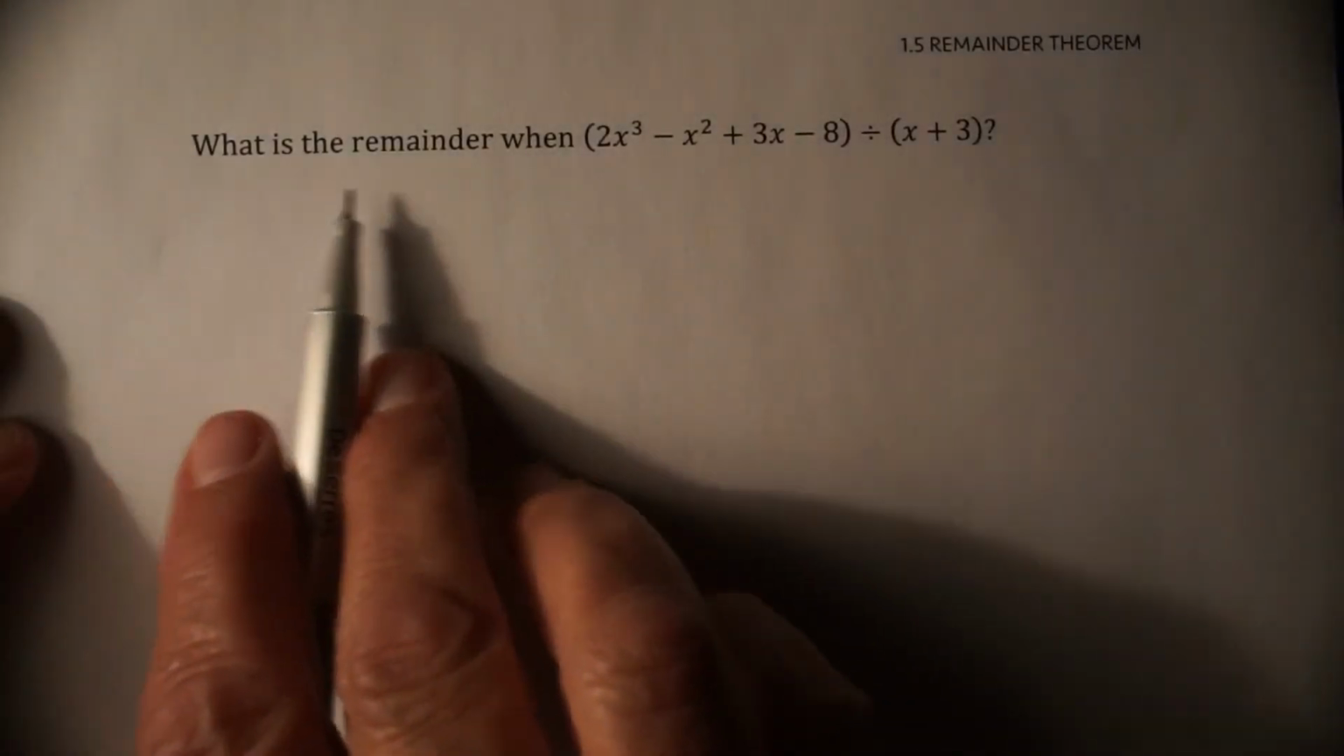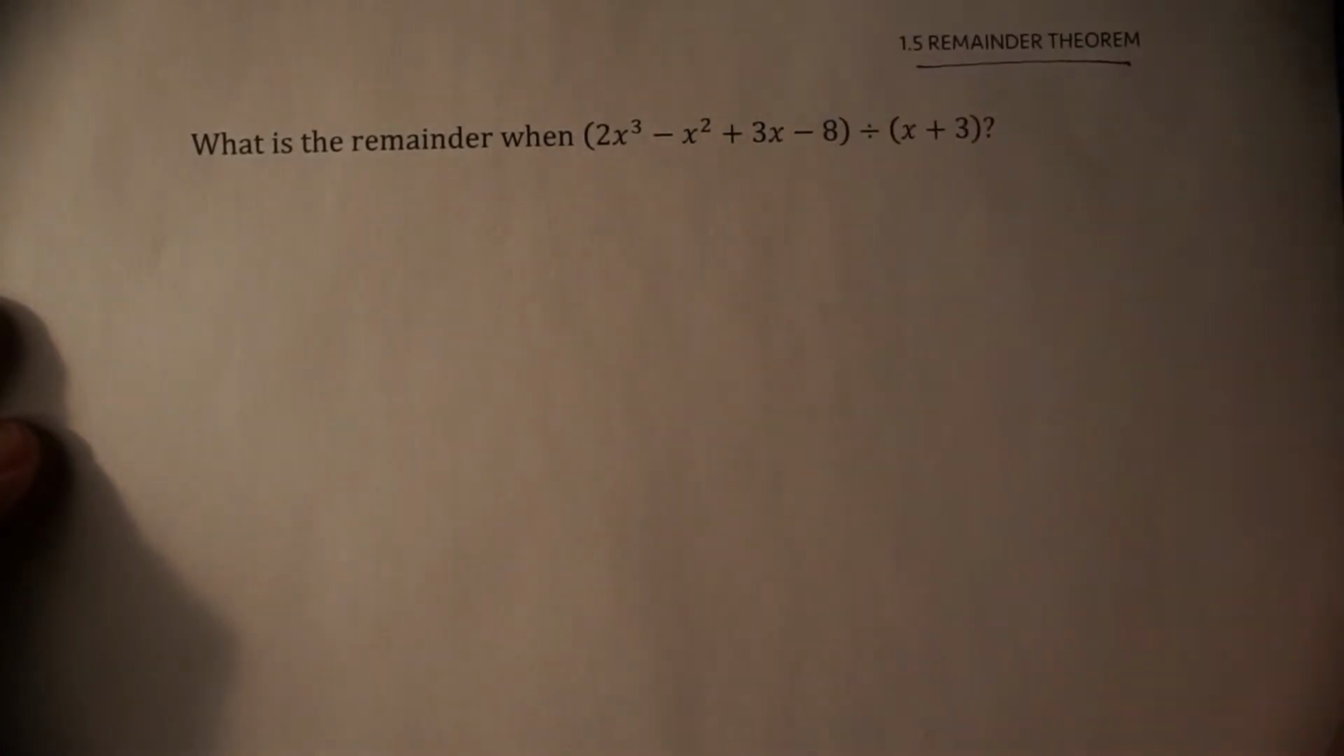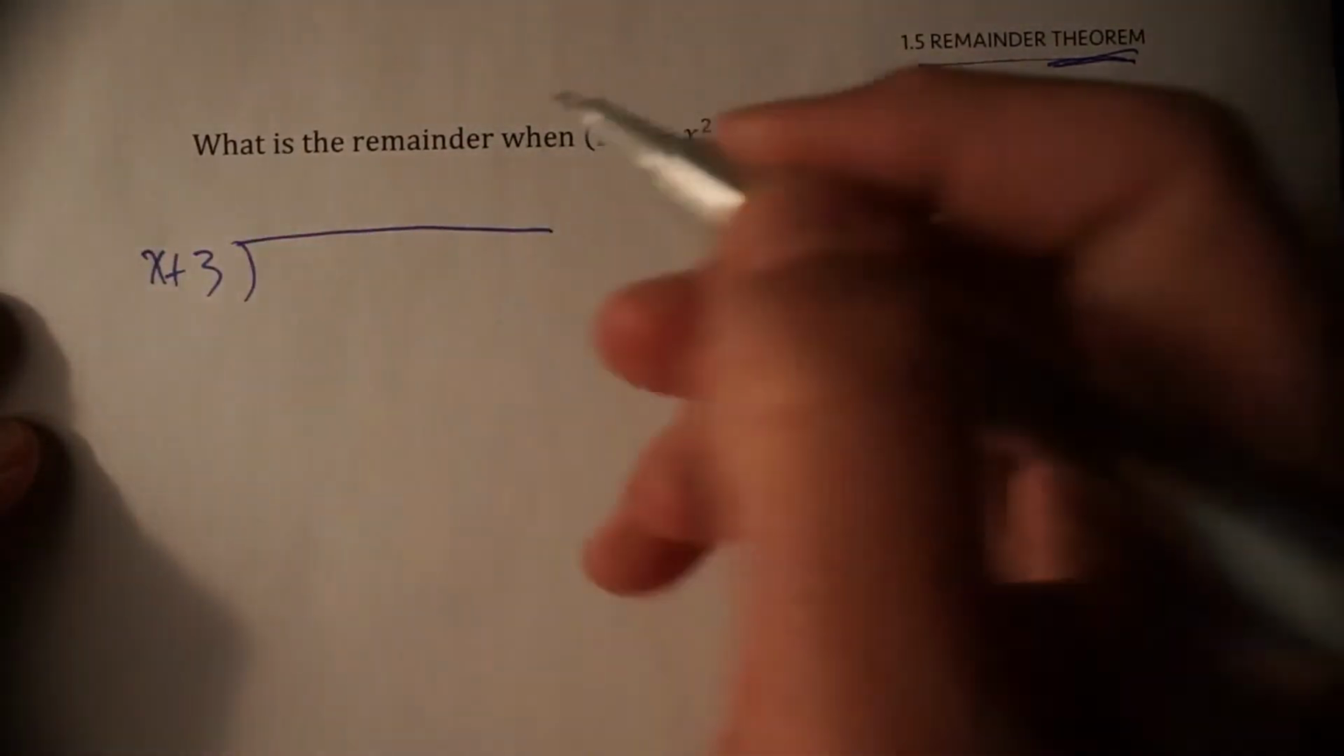Okay, the question asks, what is the remainder when this is divided by this? This lesson is actually on the remainder theorem, which is a theorem, a word for rule, that helps us find the remainder when we divide. Now, we know how to find the remainder. We'll just do the division. So I'm going to do that first. Do the long division.